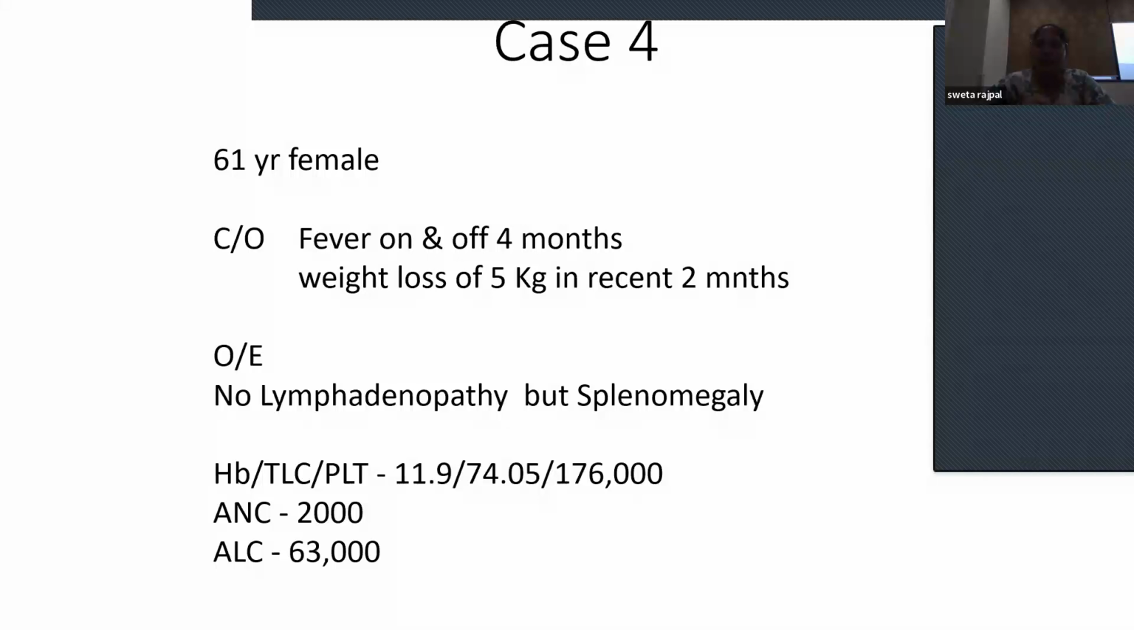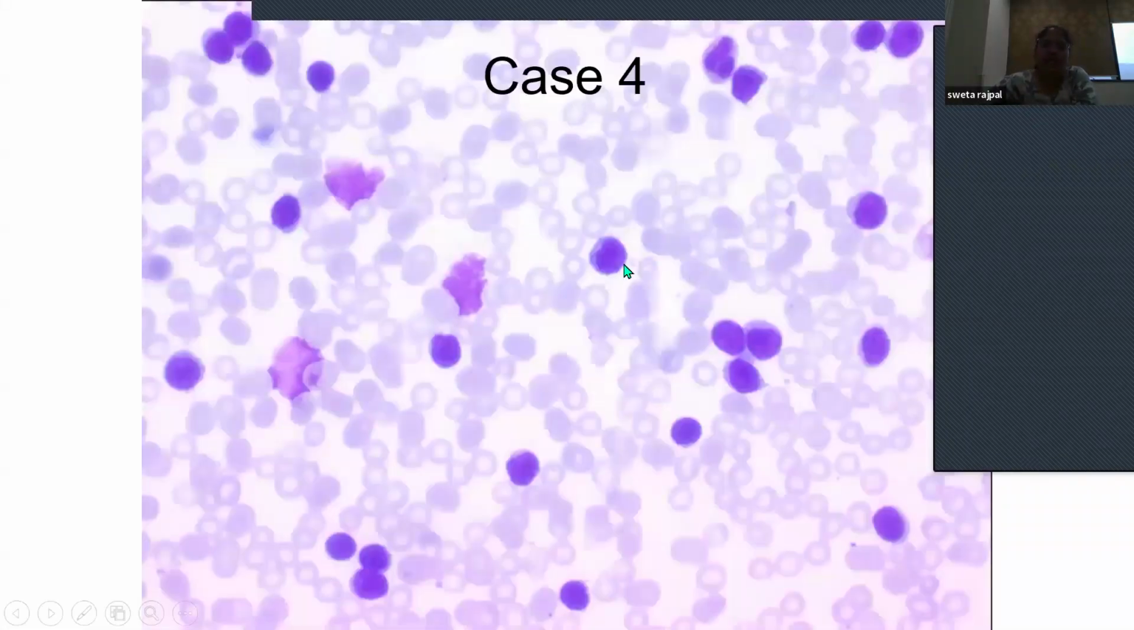Now, case 4 is a 61-year-old female who presented with fever on and off for 4 months and weight loss of 5 kg in the recent 2 months. The patient had no lymphadenopathy but had splenomegaly and leukocytosis, with a TLC of 74,000 and an absolute lymphocyte count of 63,000. And these were the cells that we were seeing. So what are these cells that we can see?